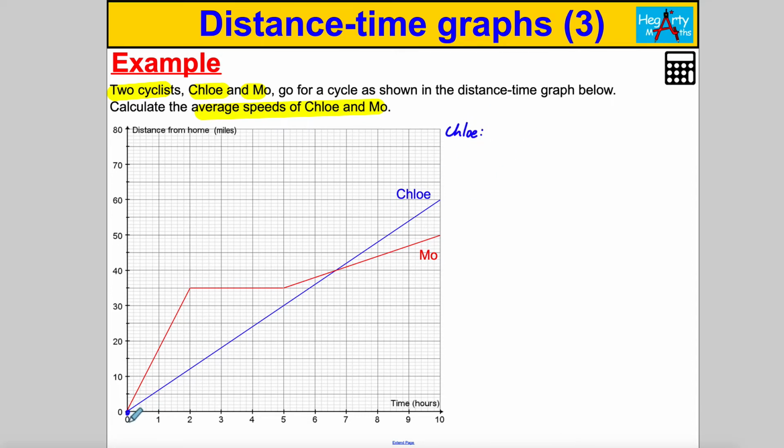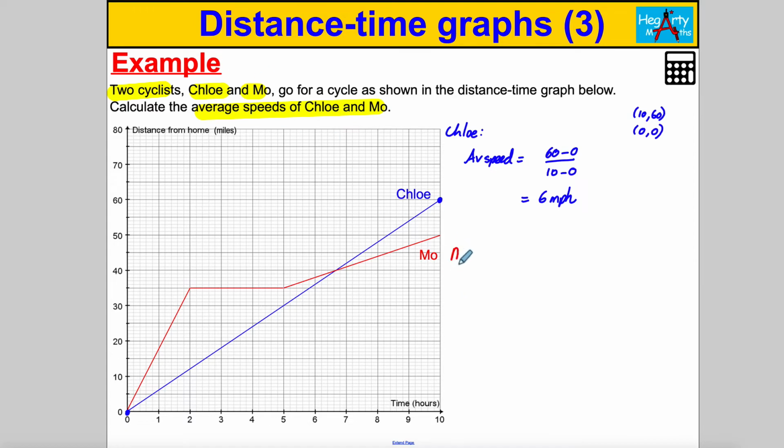Chloe starts at 0, 0. She ends up over here in 10 hours at 60 miles. So let's write her coordinates down here. We've got 0, 0 and 10, 60. And we know that the gradient of this line is going to tell us her average speed. So her average speed, well, it's difference in y's, so 60 take away 0, divided by difference in x's, 10 take away 0, and that's going to give us 6, and the unit there is miles and hours, so we've got miles per hour in this case.